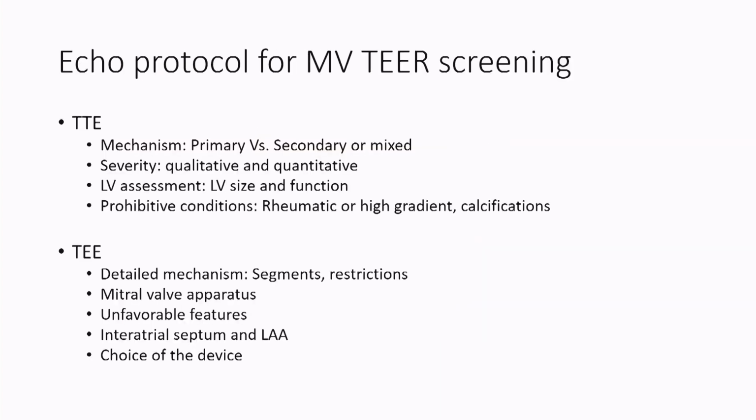So in summary, the echo protocol for mitral valve tear screening should include transthoracic echo and transesophageal echo, with full details of the mitral valve anatomy, full assessment of mitral valve regurgitation, and suitability for the device. Look for the prohibitive conditions and the interatrial septum, and the choice of the device you should decide after full assessment.